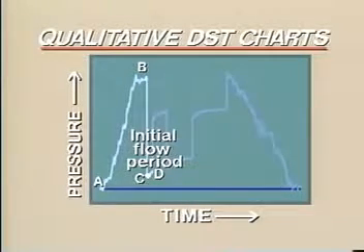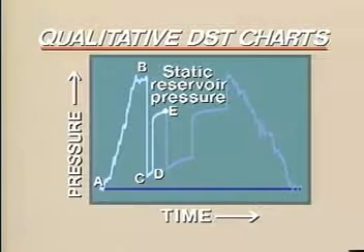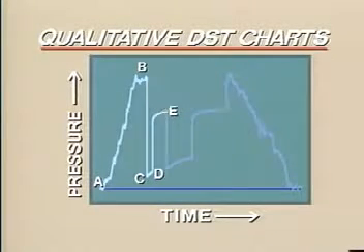The tool is then closed and the initial shut-in period with a duration of 30 to 60 minutes takes place from D to E. Surface indications of flow cease. The pressure builds up, approaching the static reservoir pressure at point E without the effect of supercharging.